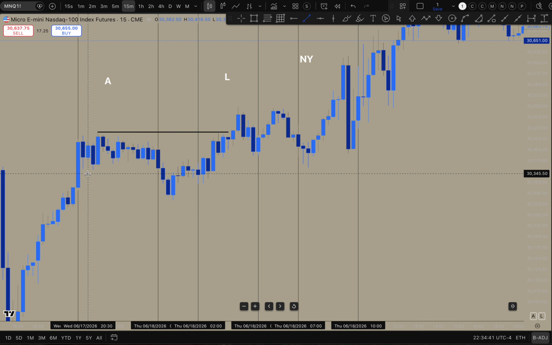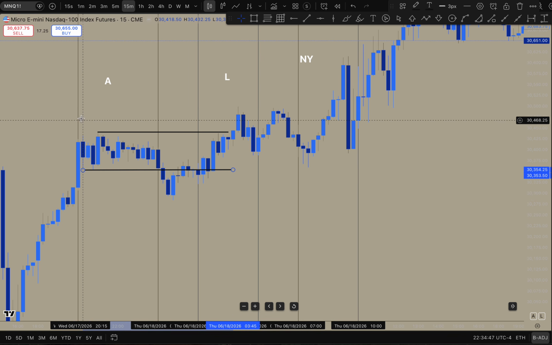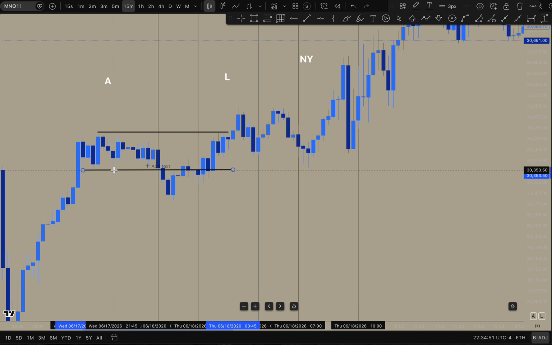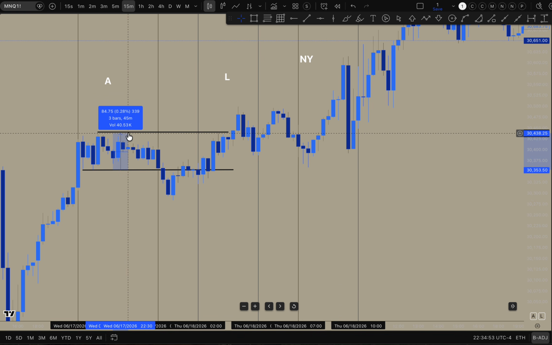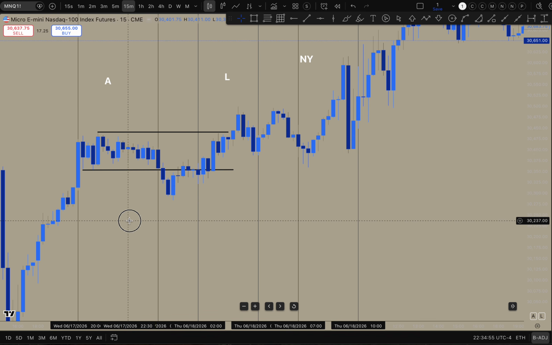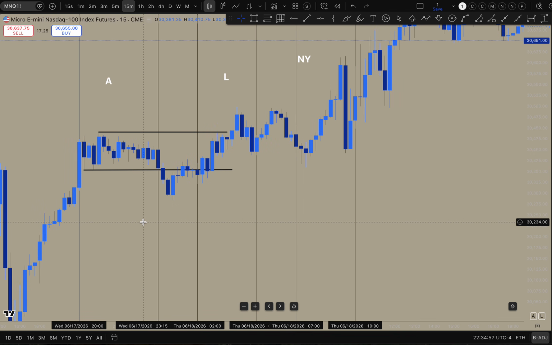This is what's called a data range. So this is how low price has been during this period for the Asia session. This is as high as it got, as low as it got. You can take a measuring tape and measure what the range was. Price moved about 84 points, which is great for Asia because price doesn't move a whole lot.